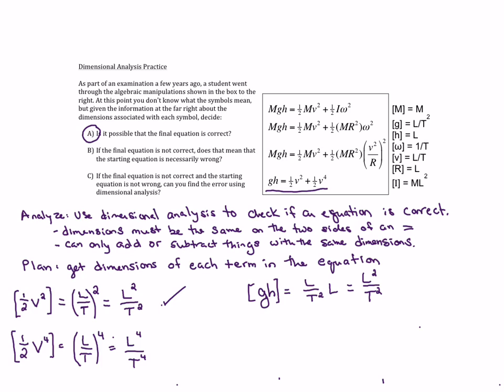And so we can see that that matches the half v squared, so it's this v to the fourth one that's actually wrong. These two match, this one doesn't match dimensionally, so that half v to the fourth is wrong. All right, and we finished part A. Is it possible that the final equation is correct? And the answer is no.